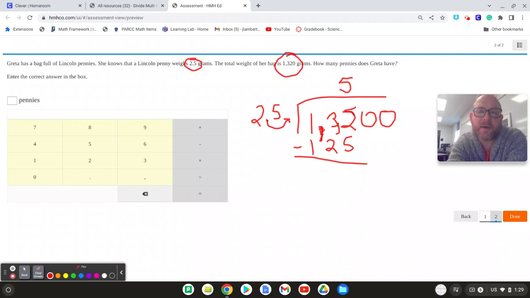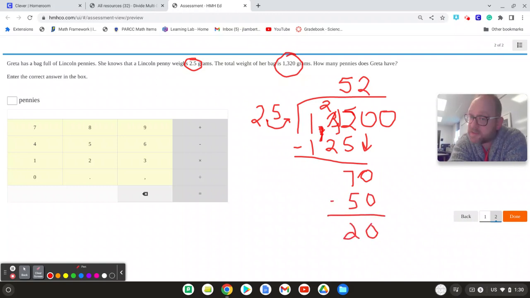Just subtract this out. Got to borrow over here. 12 minus 5 is 7. Everything else is a 0, so we're good to go. 7 is less than 25, so we're okay. And we're going to move by dropping down our next digit. 25 into 70. Well, if we think quarters again, 3 quarters is 75 cents, but that's a little too much. Let's do 2 quarters. 2 quarters is 50 cents. Get 20 left over, which is still less than 25, and I just dropped my 0.